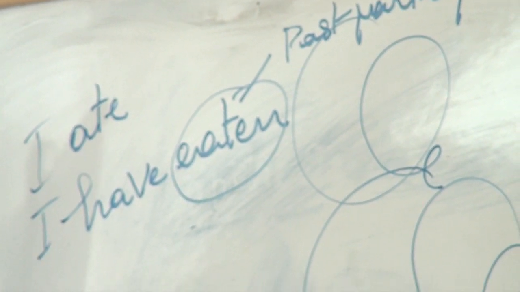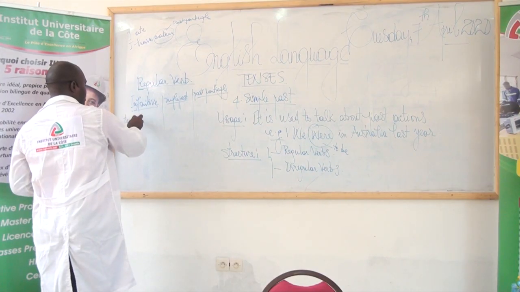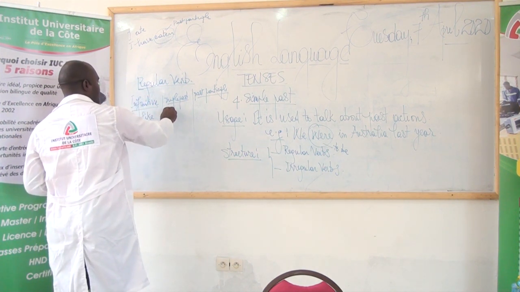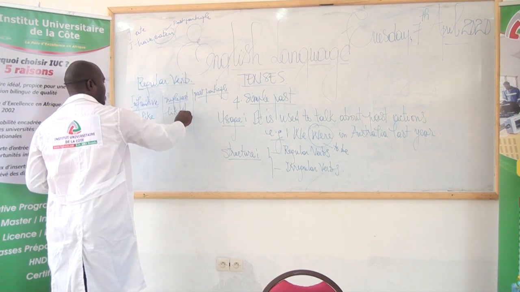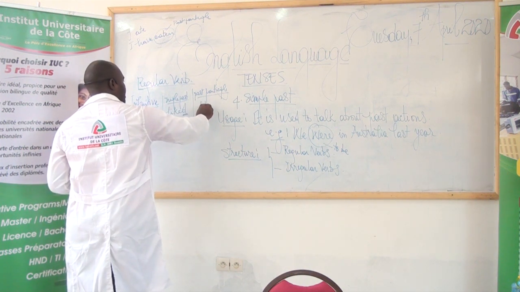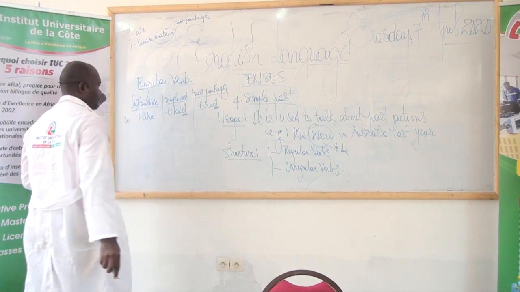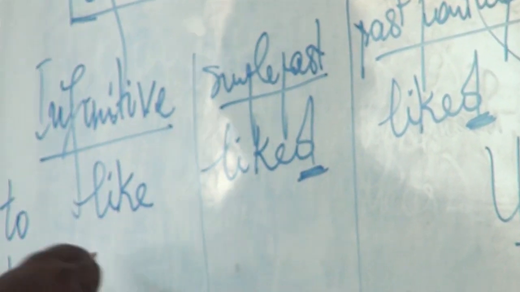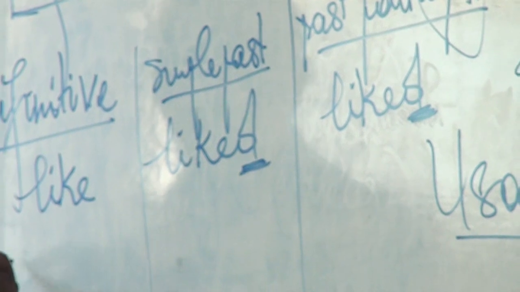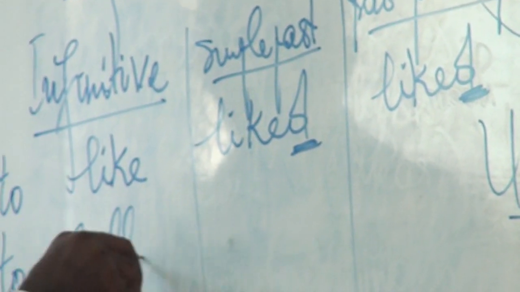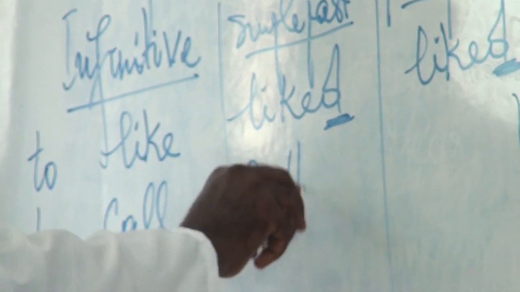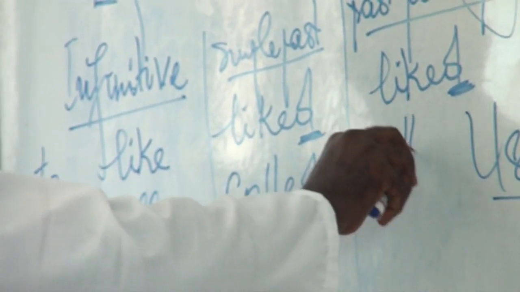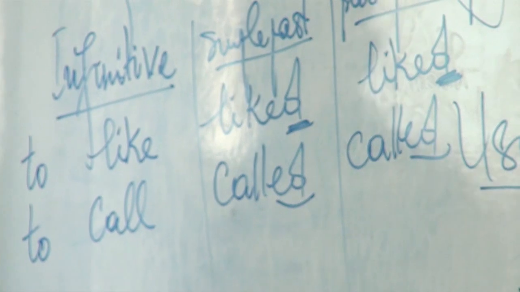Okay. Here, if you have a verb such as to like, the simple past tense, here we add D. And at the level of past participle, we add D. Now, if we come across a verb such as to call, the simple past tense, here we add ED. And past participle, we equally add ED.